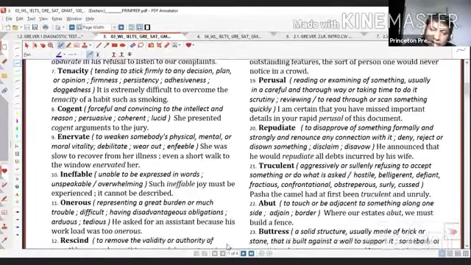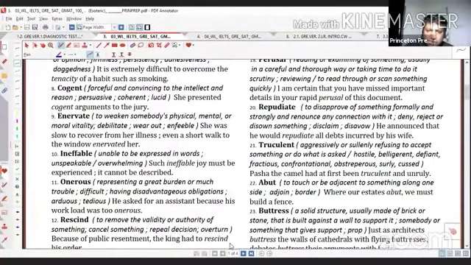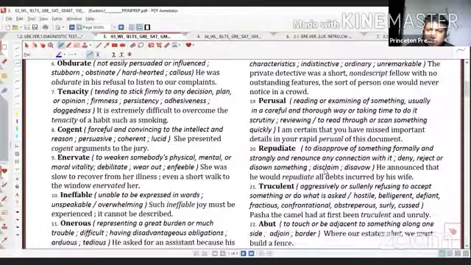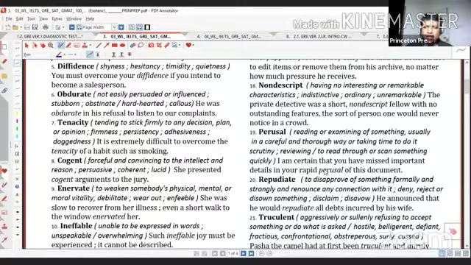Okay. Therefore, number 19, sorry. So what's that? Perusal. Perusal is a reading or examining of something, usually in a careful and thorough way or taking time to do it. Perusal is you read thoroughly, but usually while taking time. Reading, to read through or scan something quickly. Perusal. I'm certain that you have missed important details in your paragraph.